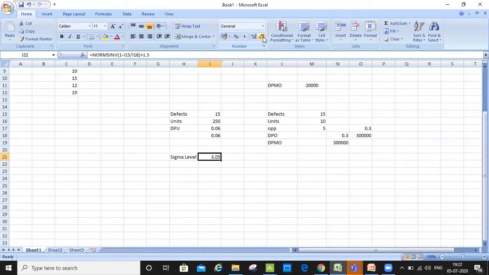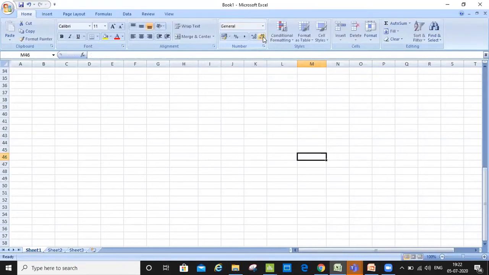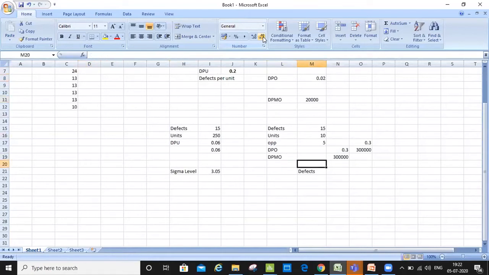Now, so this is the formula. If you want to calculate the sigma level for the second example that I have, wherein I have 15 defects and 50 opportunities. Can someone calculate the sigma level for me? So defects are 15 and total opportunities 50. So you can refer to this formula and please calculate the sigma level.